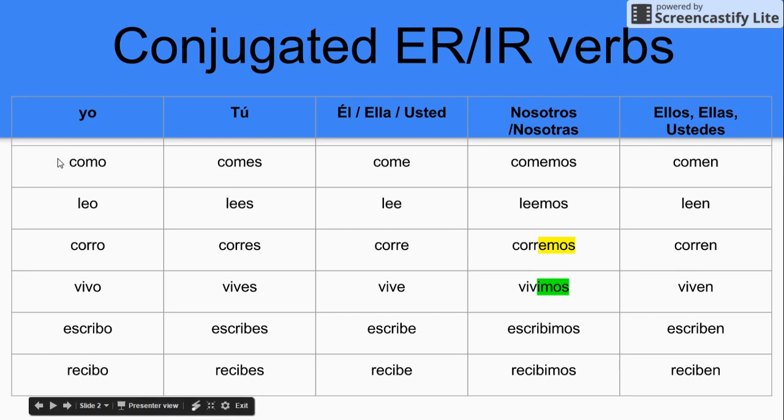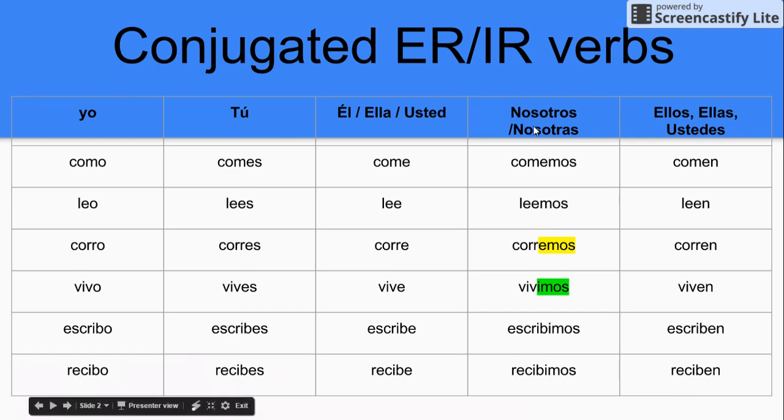In the yo, it's exactly the same. We have an O: como, leo, corro, all the way through the pattern. While in the tú form, in the AR verbs, they ended in as, now we switch the A for an E: comes, lees, corres, vives. The él, ella, usted, instead of it being the letter A, now it's going to be the letter E, which sounds like A: come, lee, corre, vive.